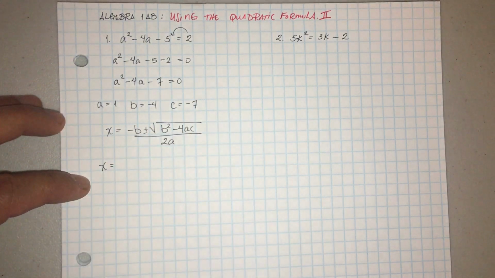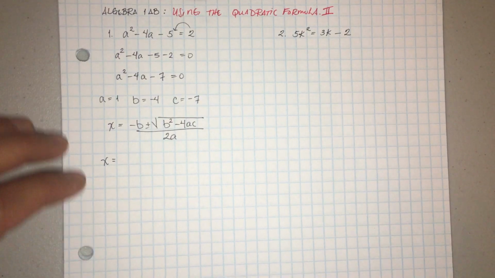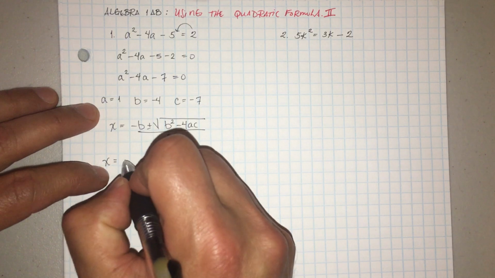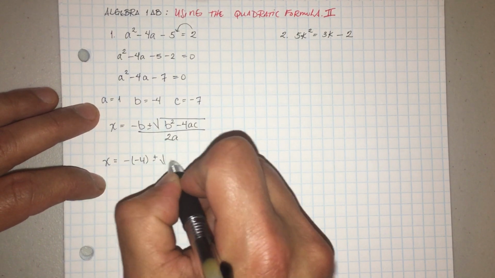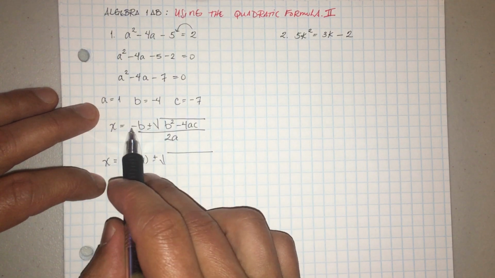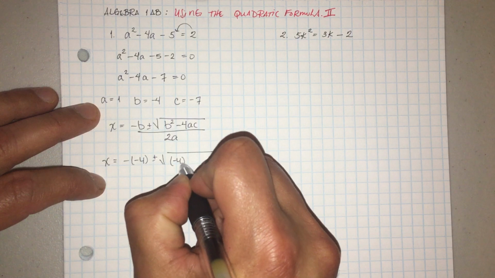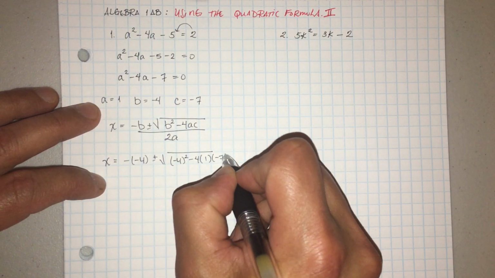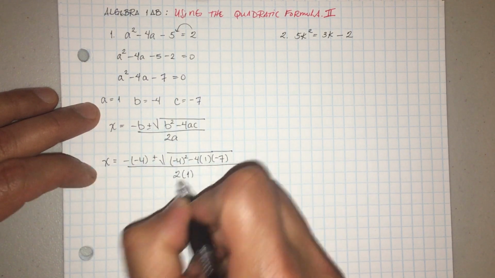And I'm just going to go ahead and plug it in. Entonces ahora que simplifiqué todo, voy a sustituir los valores. La b es igual a menos 4. Now be careful with that double negative, okay? Don't forget that there's a double negative right there, minus, and then a negative from the 4. And then b squared, so it's negative 4 squared minus 4. The a is 1, and the c is negative 7. Okay? All over 2 times 1.